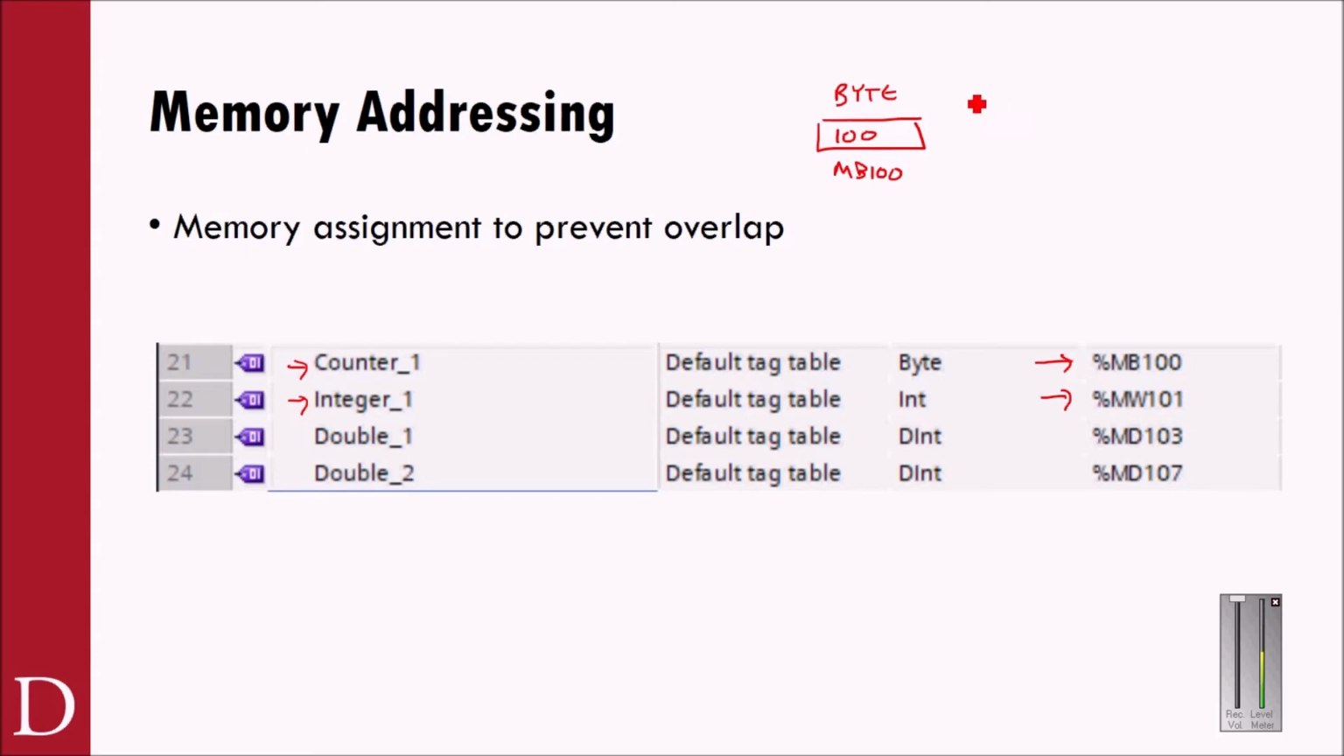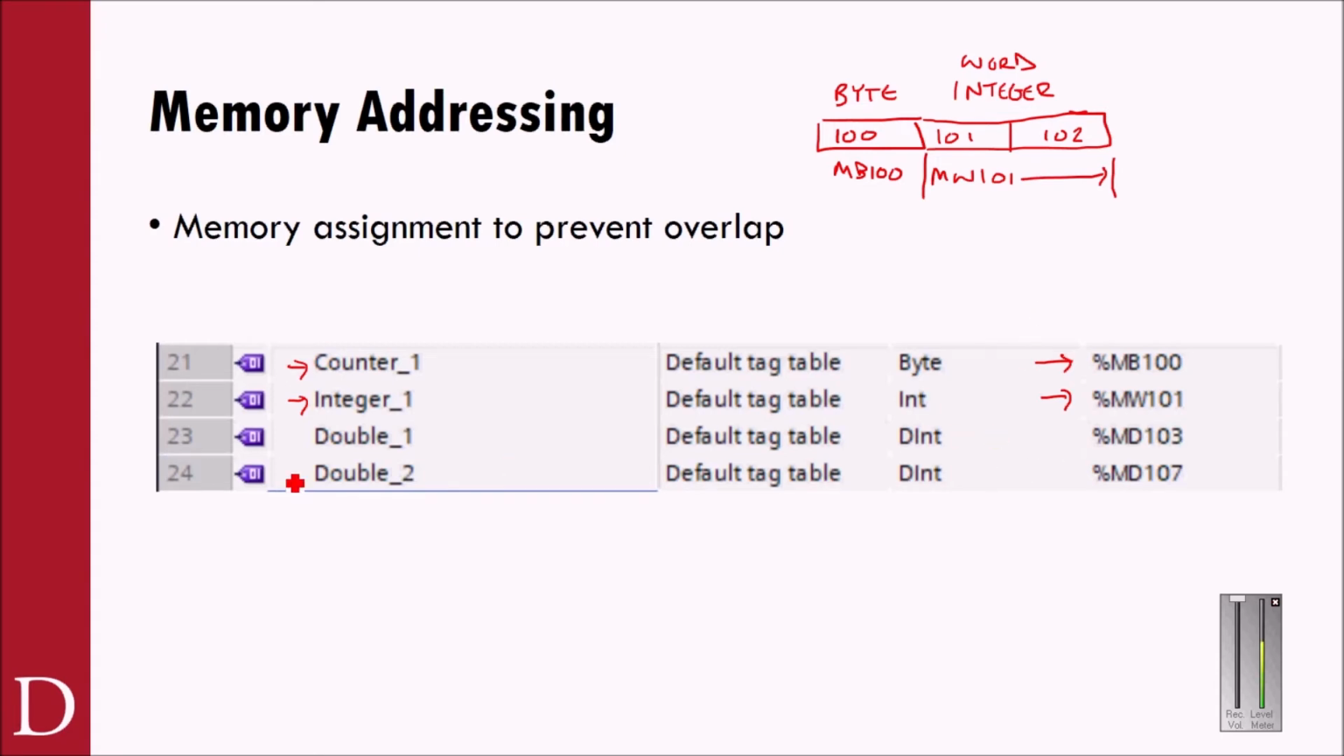MW100, however, is an integer. Okay, it's a word, or it's an integer, right? So as an integer or as a word, we know that it doesn't take up 8 bits anymore. It takes up 16 bits. So it's going to take up 2 byte addresses. So it would take up 101 and it would take up 102. So MW101 would go all the way out to here, from there to there. So it's important that you're thinking about these addresses as you're building them.